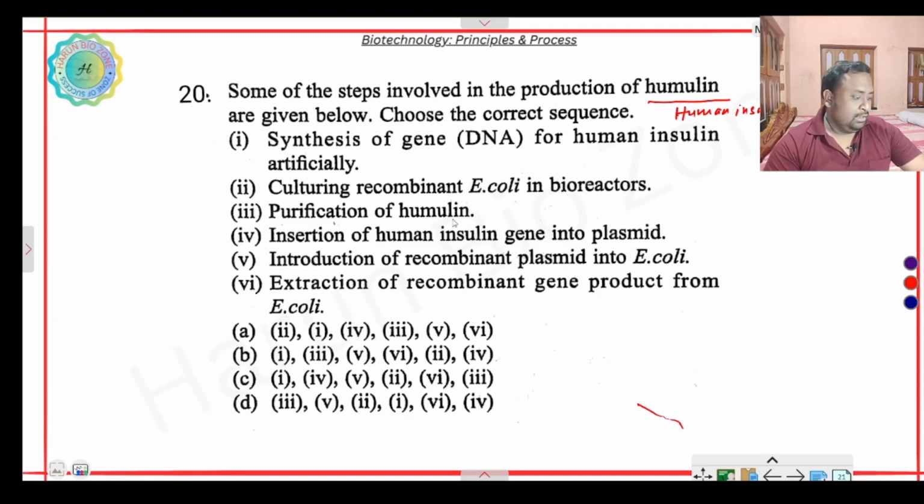E. coli, extraction of the recombinant gene product from the E. coli. The first is synthesis of gene for human insulin artificially. First step is 1. Then insertion of the human insulin gene into the plasmid, 4. Then culturing recombinant E. coli in a bioreactor, 2.